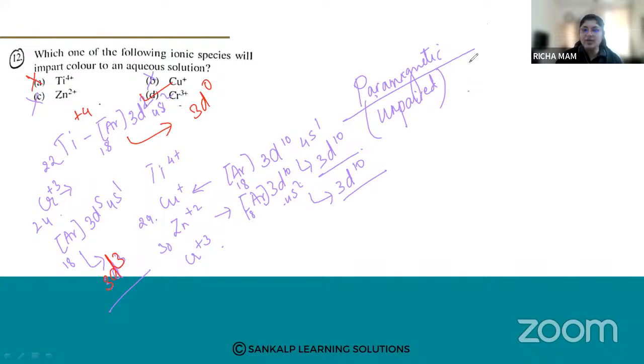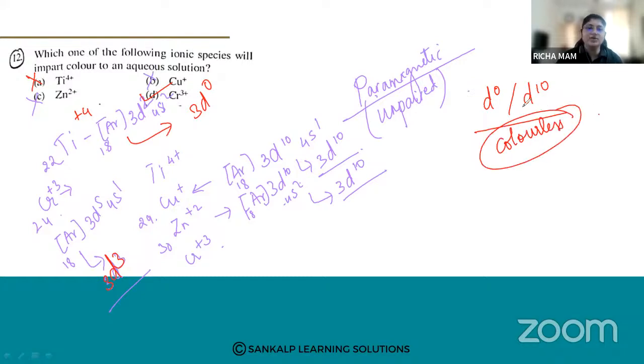So whenever, remember, the color of complexes is due to why? They are shown by the system when you have unpaired electrons. So if you have a d0 or d10 system, okay, then that means what? That means they will be colorless. They will not impart any color. But other than these systems, whenever you have unpaired electrons, then they are colored in nature.